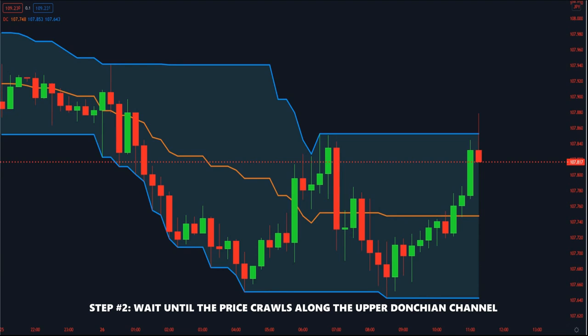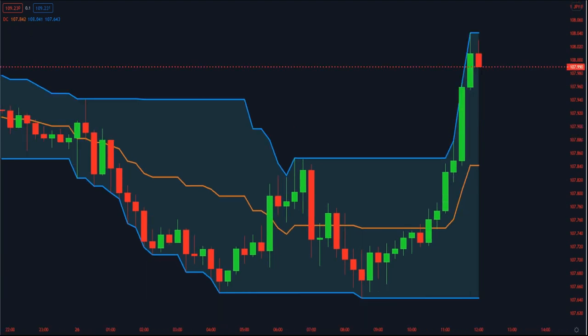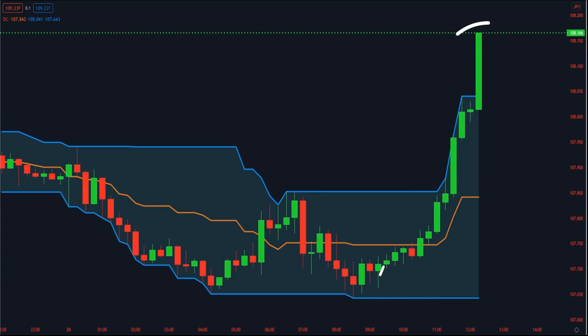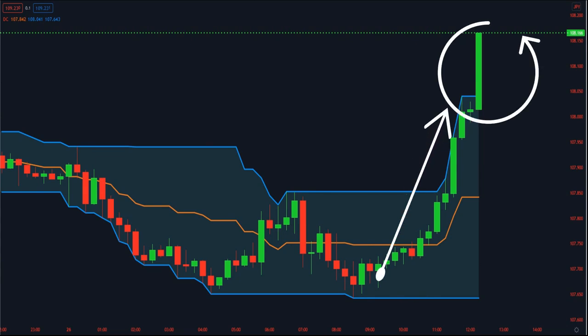Step number 2, wait until the price crawls along the upper Donchian channel. The price should not go below the middle band during this stage. It's quite easy to visualize the crawling along pattern. When the price action touches the upper Donchian channel and stays glued to the upper line, we create the price effect where the price looks like it's crawling along the top Donchian line.